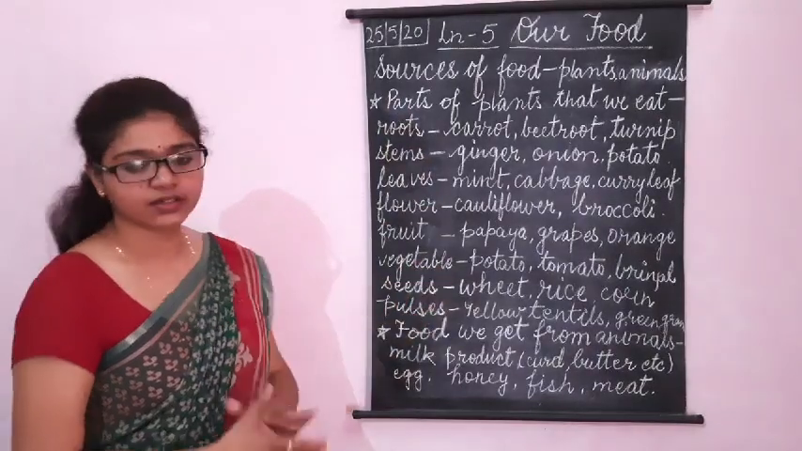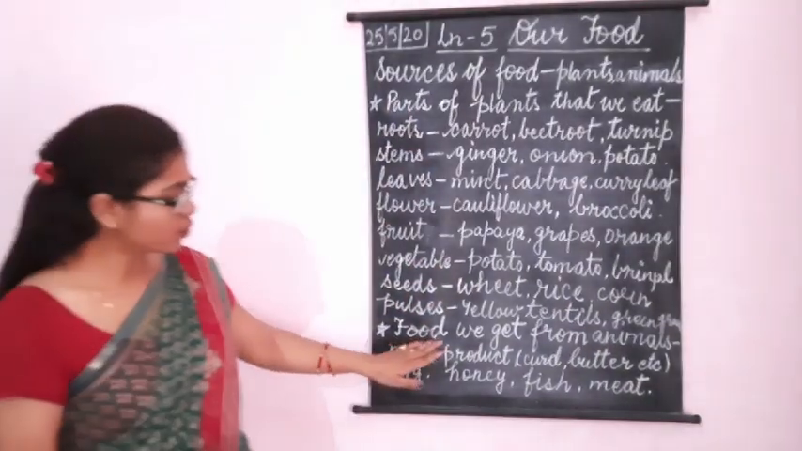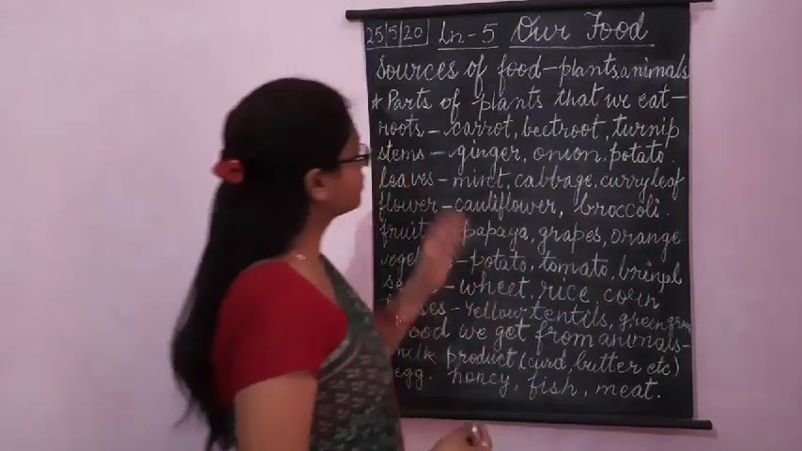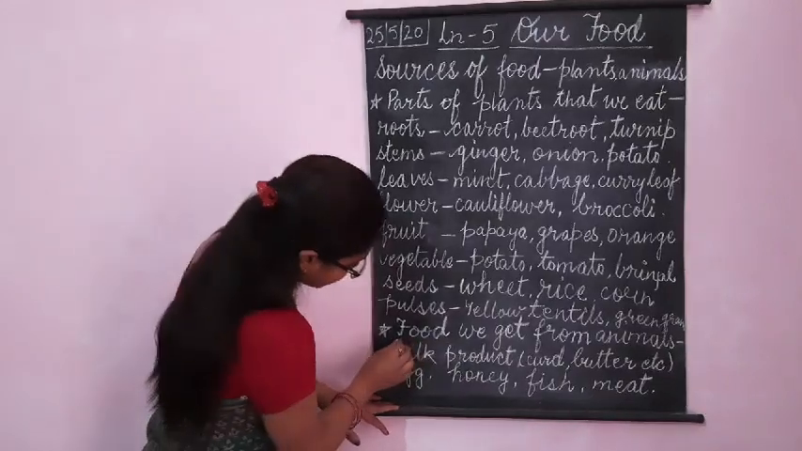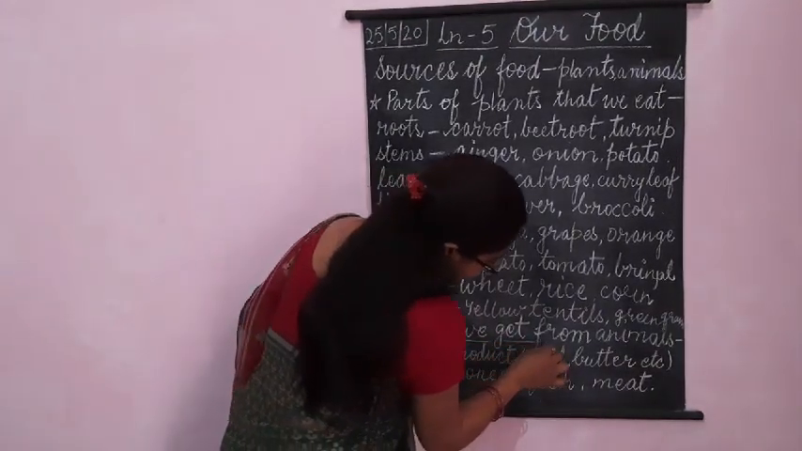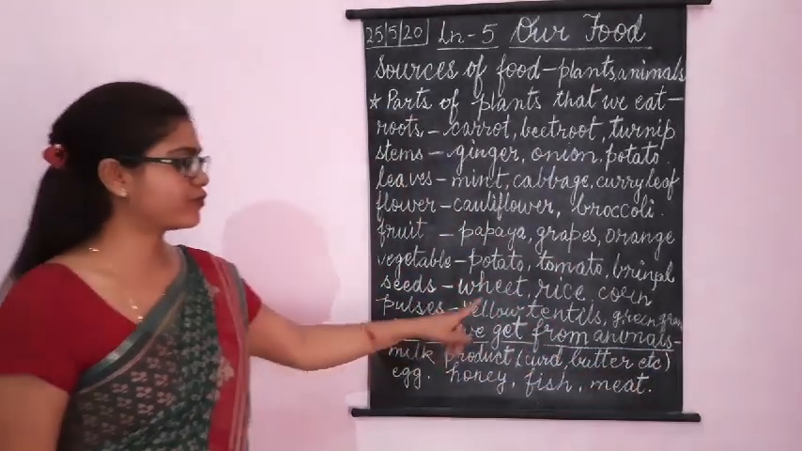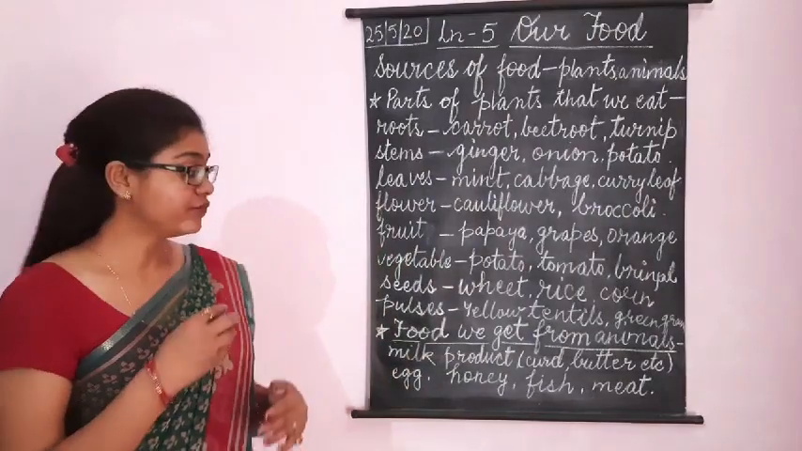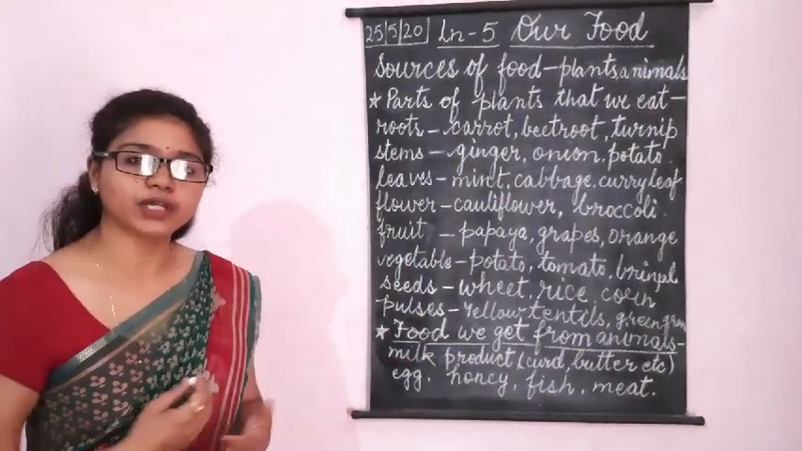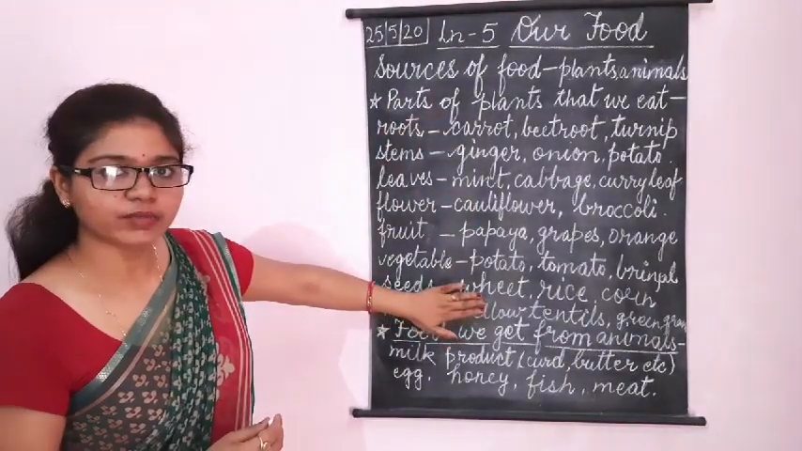This is clear? Okay. Now, the second one is food we get from animals. First we read food we get from the plants. Now the second is food we get from the animals. Which food will we get from the animals? These fruits we are getting from the plants.